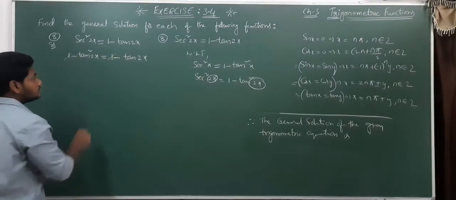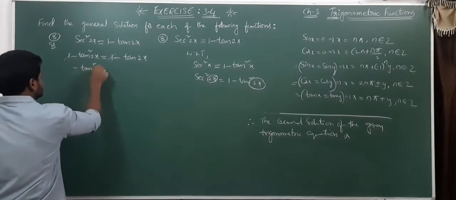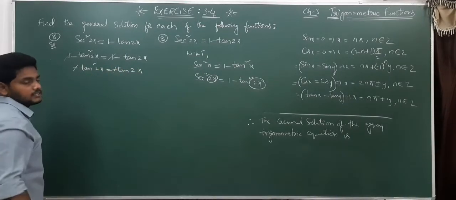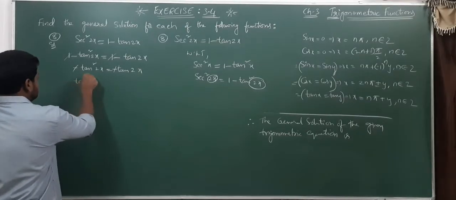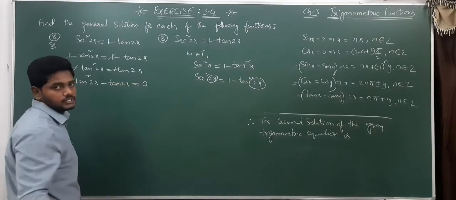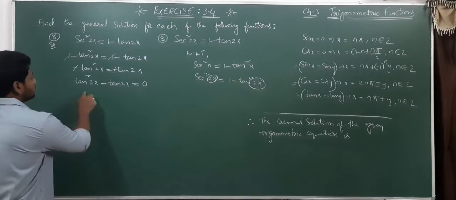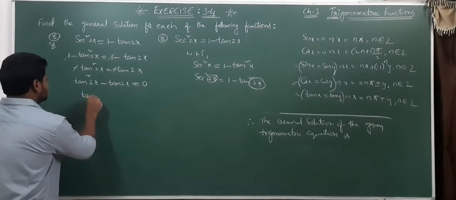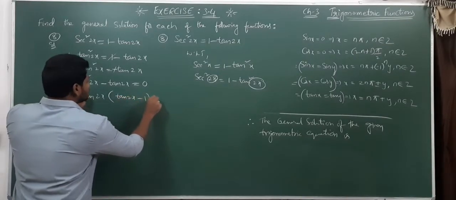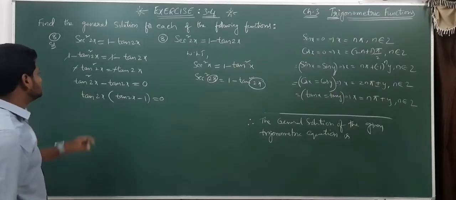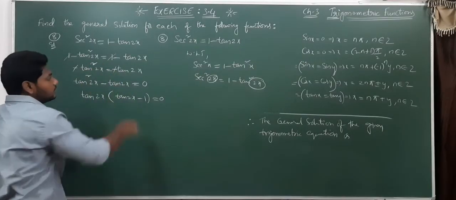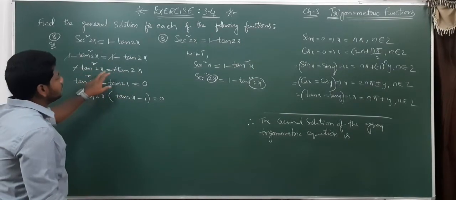1 cancels. This is tan² 2x equal to minus tan 2x. Then I will write it as tan² 2x plus tan 2x equal to 0. From these two terms, what can we take common? We can take tan 2x common. If we take tan 2x common, here it will be tan 2x plus 1 equal to 0, right? You may consider that the whole square is there, and this tan 2x will get cancelled, then directly tan 2x equal to 1.